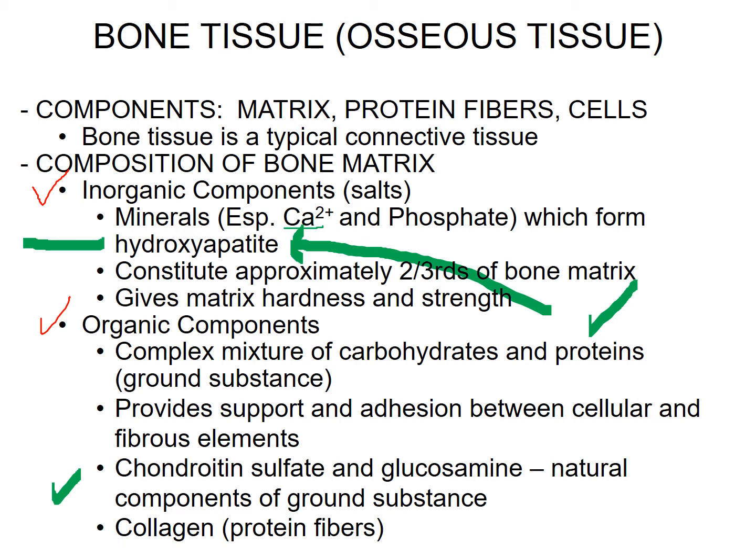So main ingredients are your calcium and phosphates, and that combined forms this hydroxyapatite mineral compound. So hydroxyapatite, as you can see in the notes, is 2/3 of the bone matrix, the majority of the bone matrix, and that's what gives us its toughness.